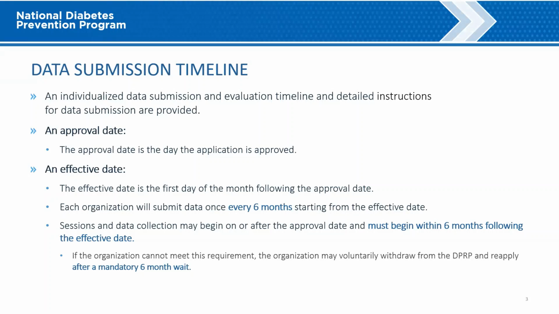Organizations may start offering sessions on or after the approval date and must begin within 6 months following the effective date. If an organization cannot meet this requirement, it may withdraw from the DPRP and reapply after a mandatory 6-month waiting period.